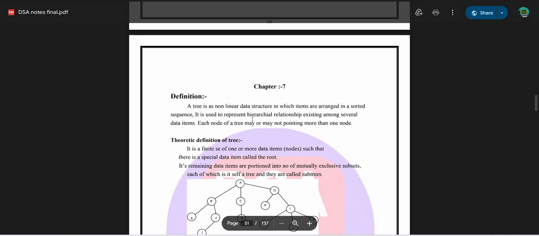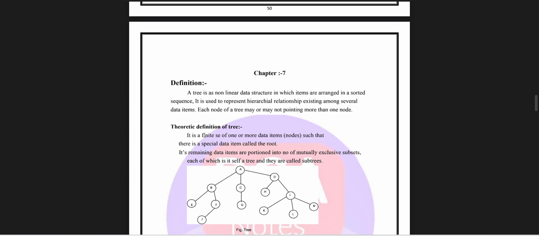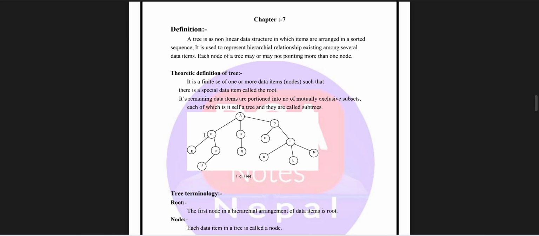The theoretic definition of the tree: a tree is a finite set of one or more data items (nodes) such that there is a special data item called the root, and the remaining data items are partitioned into mutually disjoint subsets, each of which is itself a tree, and they are called subtrees.